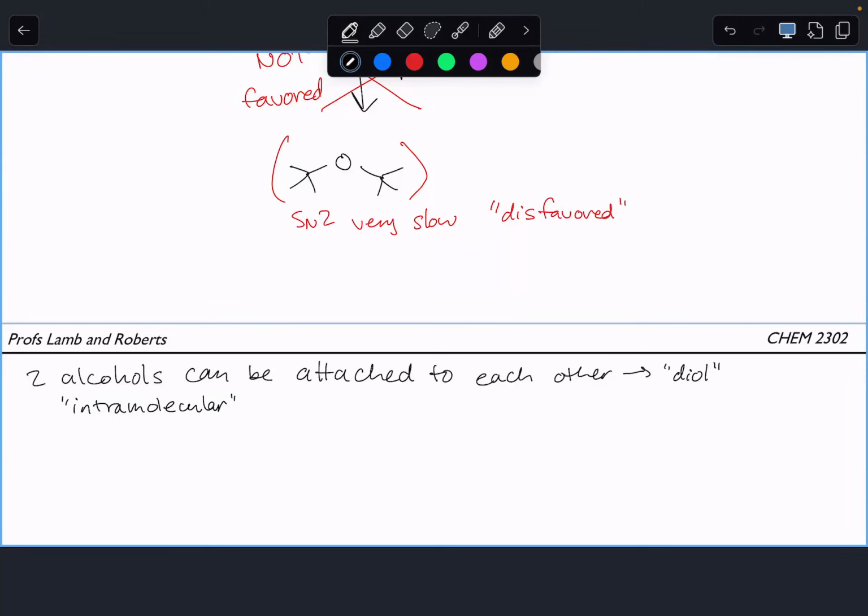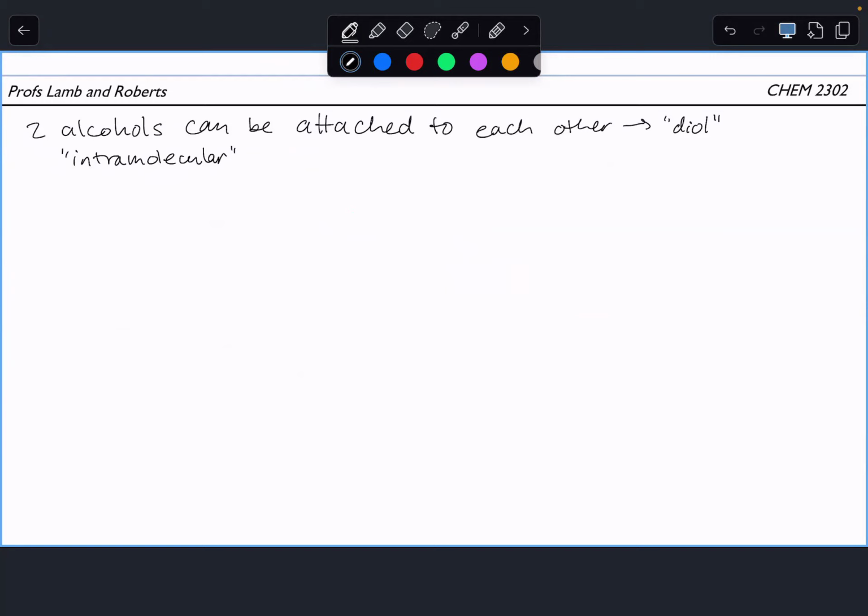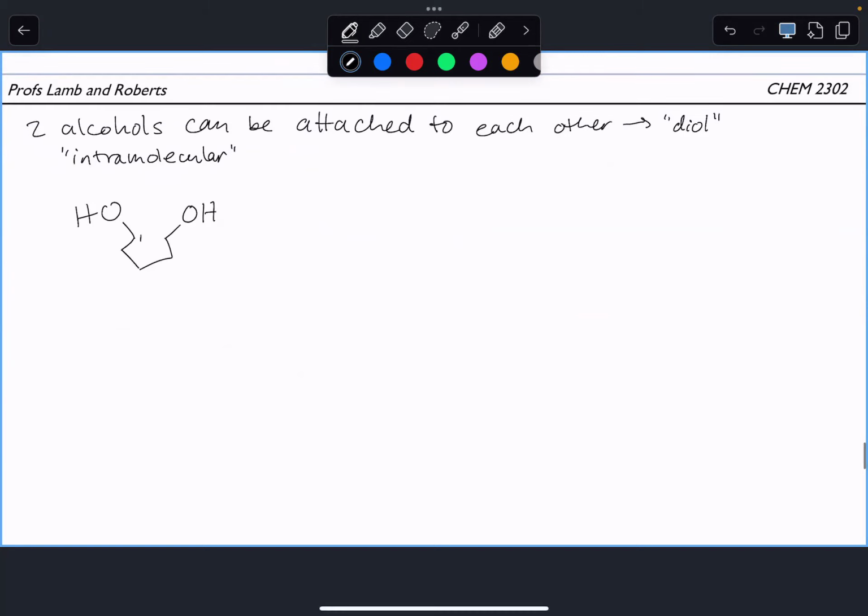Okay, so it's the exact same reaction. Don't be confused that it's in one molecule. It's the exact same reaction. It just looks a little different. So I am going to draw a diol. We're going to number our carbons because this can get tricky. 3, 4, 5. So this is our diol, two alcohols.